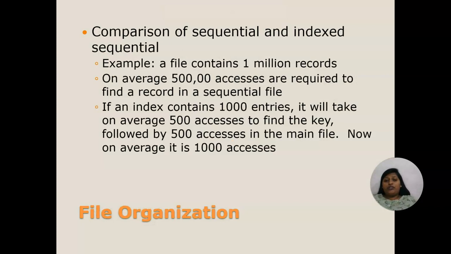Then the comparison of sequential and indexed sequential. So here is an example. A file contains 1 million records. On average, 500,000 accesses are required to find a record in a sequential file. If an index contains 1000 entries, it will take on average 500 accesses to find the key, followed by 500 accesses in the main file. Now, on average it is 1000 accesses.